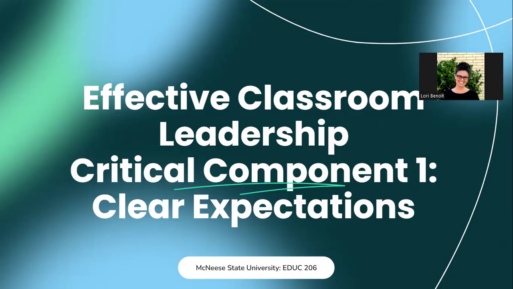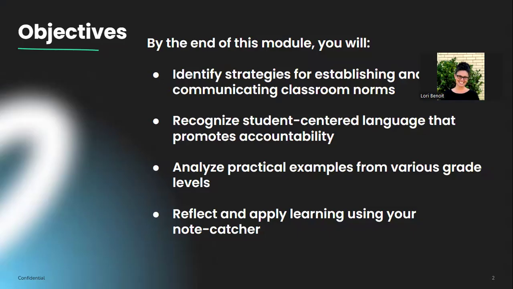There are 5 critical components of effective classroom leadership, and in each module you're going to learn about a different one. Our first one that we're going to jump into is critical component 1, clear expectations. This module focuses on establishing and maintaining clear, consistent expectations. These are essential for building a safe, productive environment where students know what's expected and can thrive academically and socially.